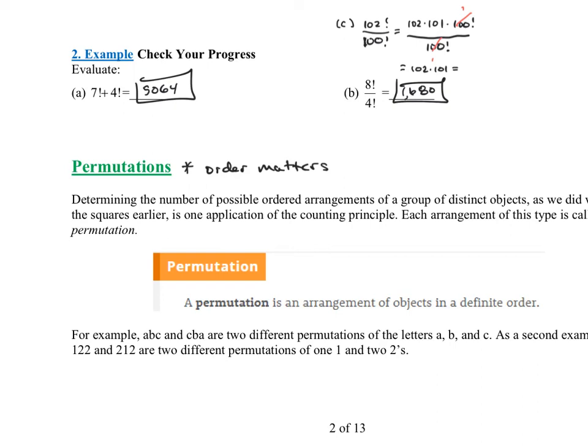Versus, again, what if I wanted to take 3 of you out to lunch? That would be order does not matter. You'd be coming to lunch whether you were picked first or second. So permutations are going to be used when order matters. That's the most important thing you know about permutations.